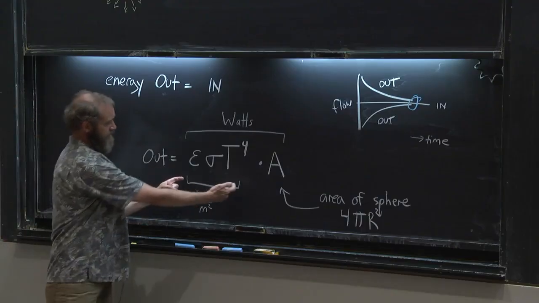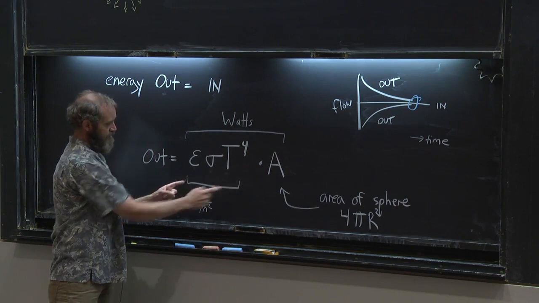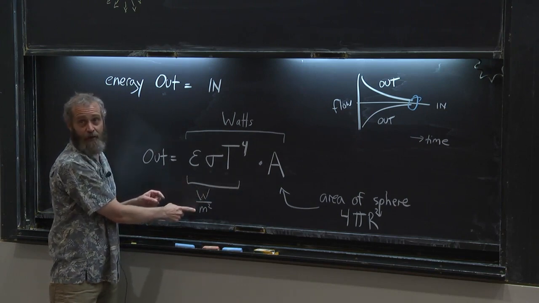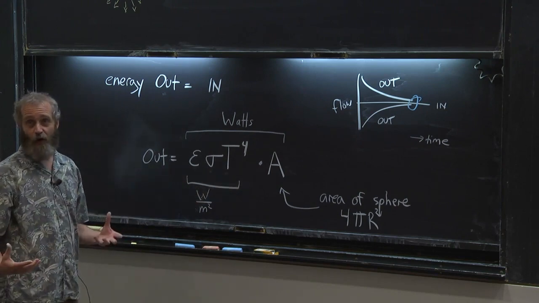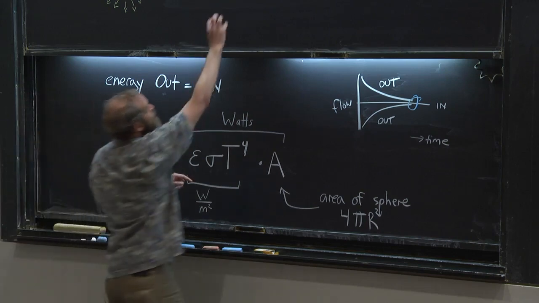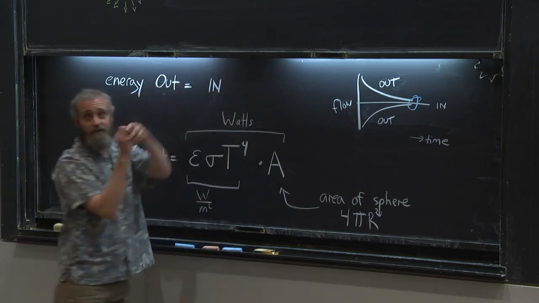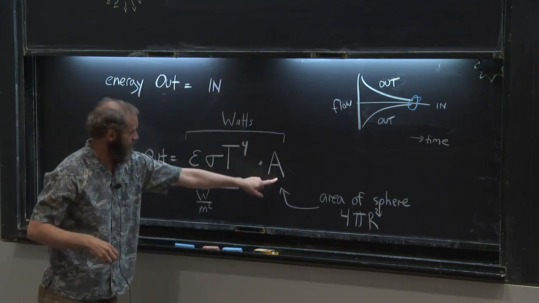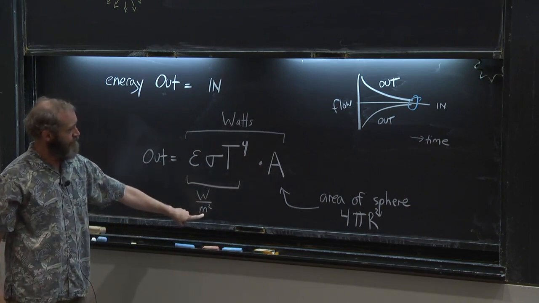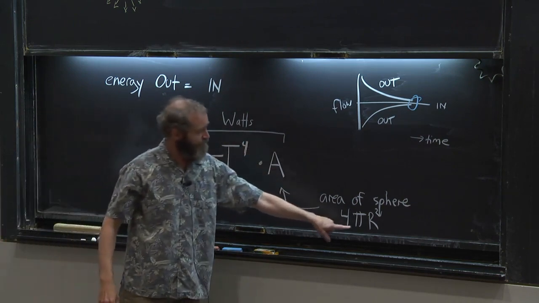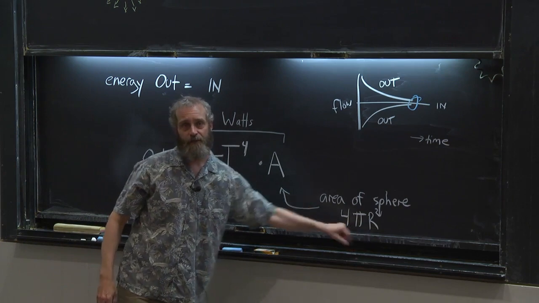So this tells us the energy flux in watts per square meter. But if we want to do the planet overall, we have to multiply by the area of the surface of that sphere, to get rid of the watts per square meter. The area of a sphere is 4 pi r squared.